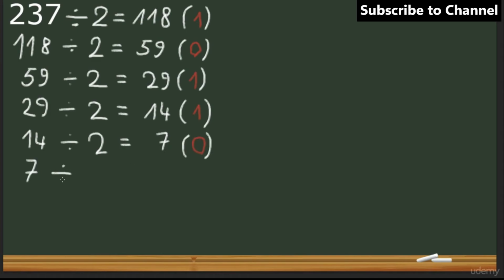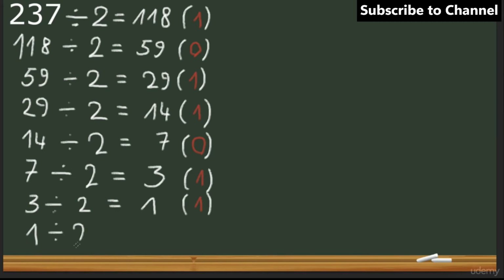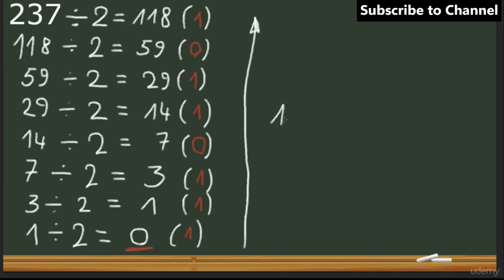7 divided by 2 is 3 and the remainder is 1. 3 divided by 2 is 1 and the remainder is 1. 1 divided by 2 equals 0 and the remainder is 1. Since we have a 0 here, we don't divide anymore. Let's read the result from bottom to top. We get 11101101. And this is the number 237 in binary notation. Honestly, this is as complicated as it gets.